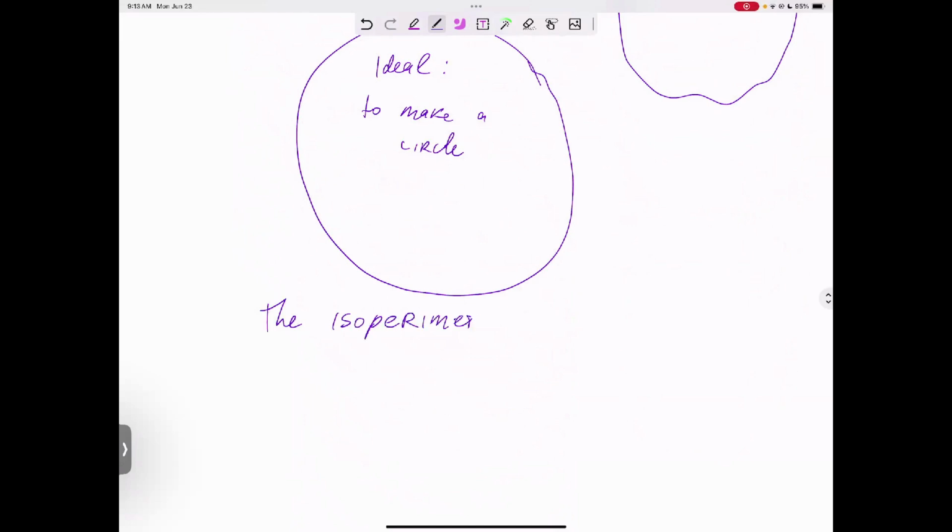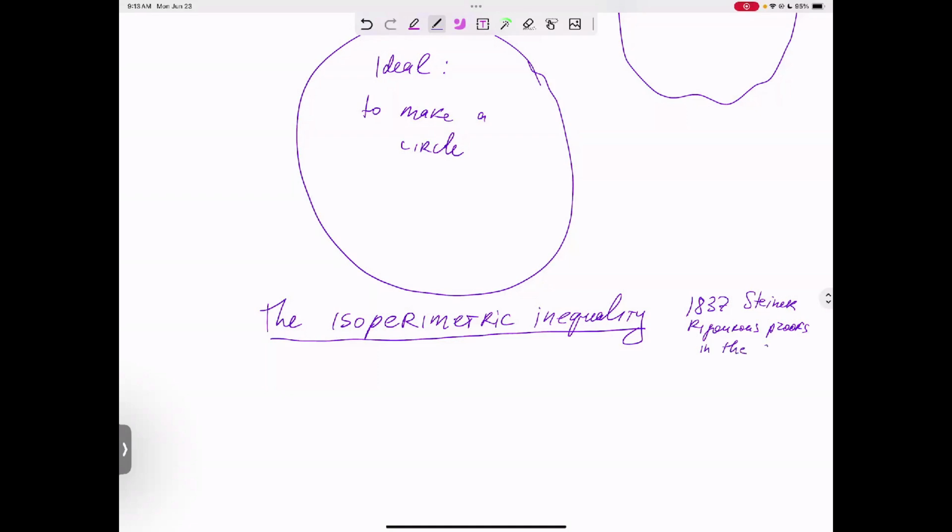So as I said, it dates back to the ancient times. Perhaps the first modern mention of it is in 1837 by Steiner, but rigorous proofs were still lacking, so rigorous proofs were only done in the 20th century. We will prove it very soon, very easily, actually.